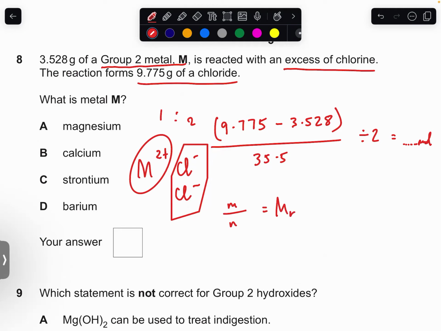The mass is, so let's do this, 9.775 minus 3.528. Let's divide that by 35.5. Let's divide that by 2. That gives you the moles of the metal M. And then we do 3.528 divided by that mole answer. That gives us 40.0973. So the nearest one is 40.1, which is calcium. The answer is B.